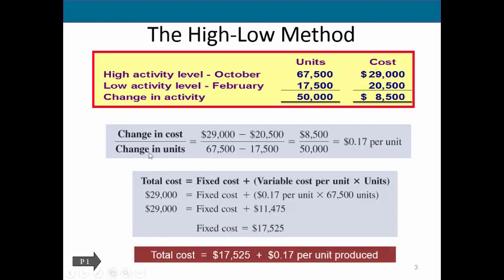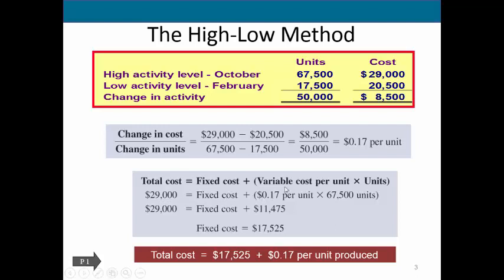What you can do is choose either the high or the low month of activity to calculate or solve for our fixed costs. You'll get the same answer no matter what you do, but just for simplicity here, because this is the first one listed, we're going to solve for our total fixed costs using this high month of activity. So our total costs, $29,000, equals the fixed costs plus the variable costs.